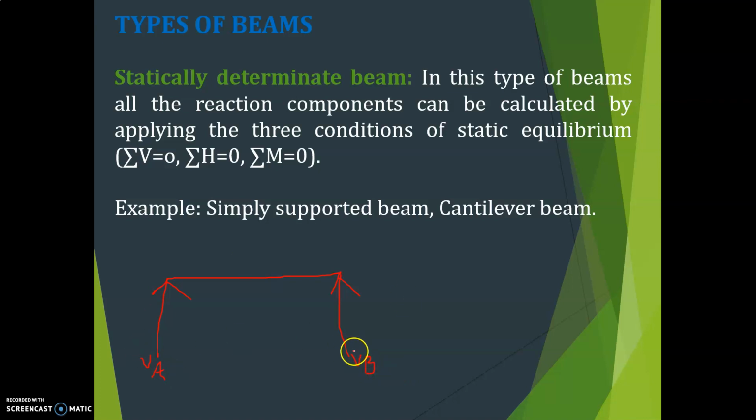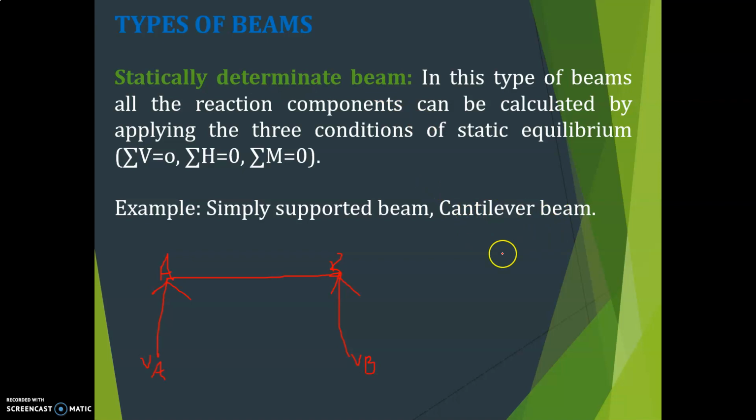How many reactions now here? Two. This is one and this is at B. Two reactions. How many conditions of equilibrium? Three. So it is less than 3, 2. So you can find the reaction components by using the conditions of equilibrium, because the number of equilibrium conditions is 3 and reactions are 2. So this type of beam, simply supported beam, is an example for statically determinate beam.